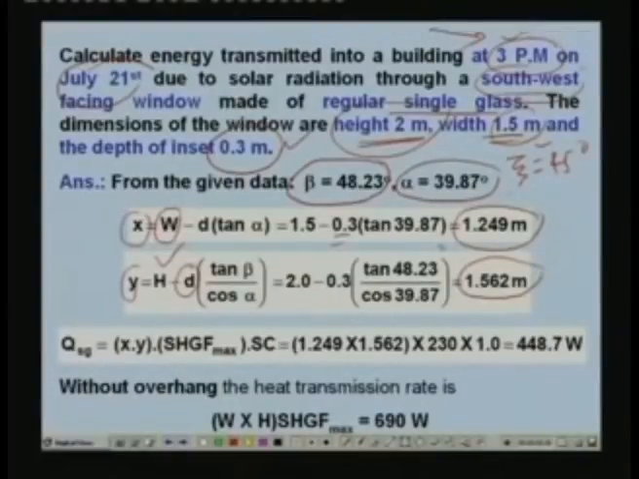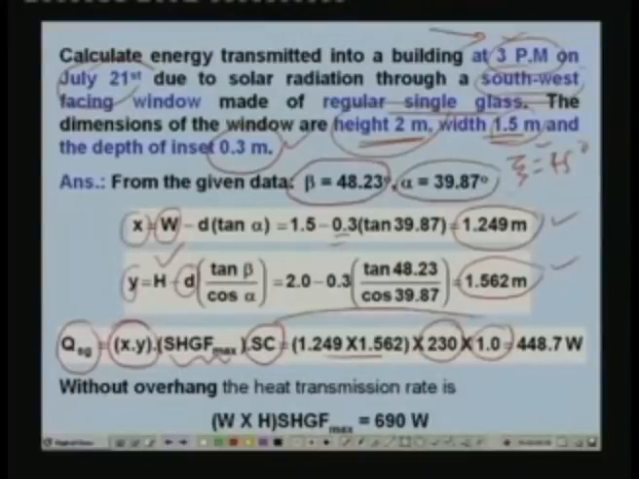Okay. So, now you can calculate the transmitted energy because of solar radiation. That is given by SHGF max multiplied by the shading coefficient multiplied by the exposed area. Exposed area is x into y, so that is 1.249 into 1.562. SHGF max from your ASHRAE table works out to be 230 watt per meter square, because this is at 32 degree north latitude, and the shading coefficient is 1, because this is a standard glass. So, you find that the radiation transmitted is 448.7 watts.